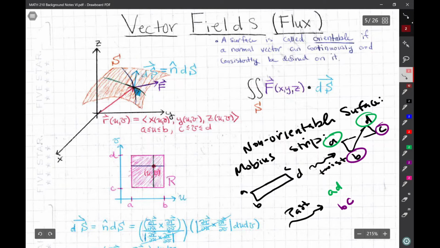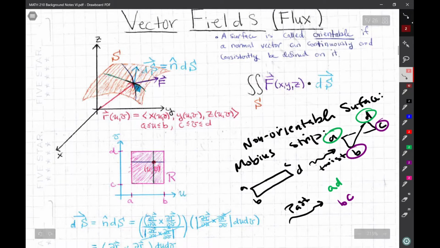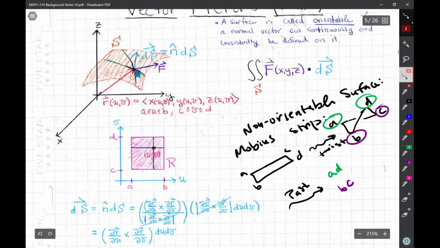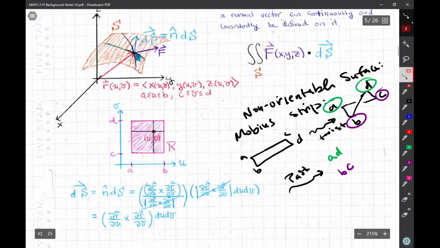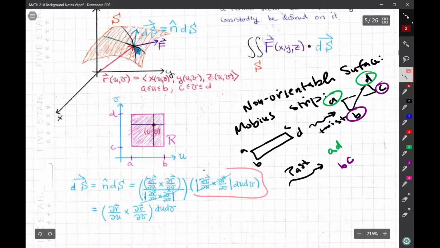So we have an orientable surface that you see right out here. We have our parameterization of that surface, and we want to get a formula for dS. We already have the magnitude of the area of a small surface area element, okay? That's here. If you'll recall, this was derived for dS, okay?